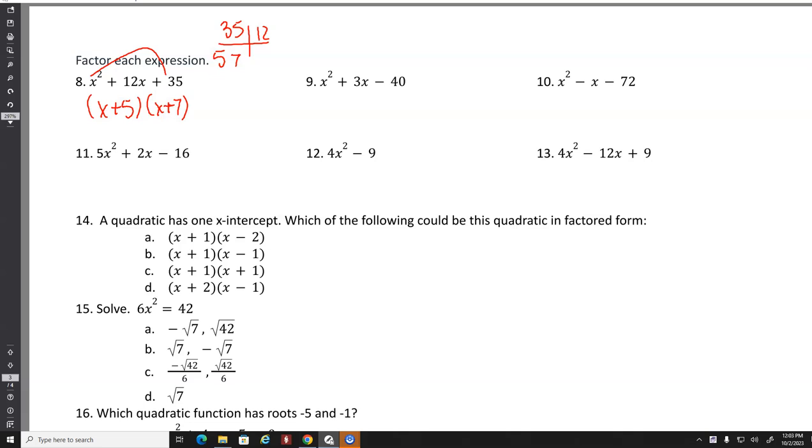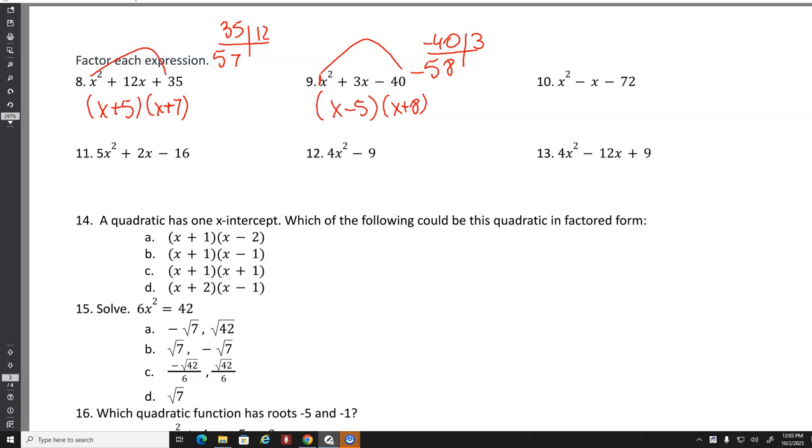All right. Number 9, again, multiply. 1 times negative 40 is negative 40, and it has to add up to 3. So my two factors are going to be 5 and 8. And of course, to get a 3, 5 has to be negative. So negative 5 times 8 is negative 40, but if I add them, it's positive 3. So that's x minus 5 and x plus 8. And since this is 1, I don't got to do anything else.